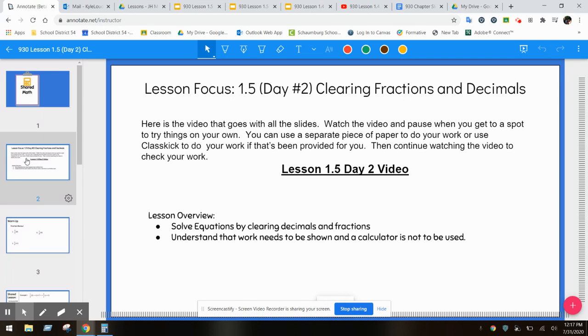The reason that we're showing the clearing fractions and decimals is so that you can do a lot of this work without a calculator. We want to make sure that you have these rote skills down and you can see how you can utilize small denominators to really ease the burden of the problem.